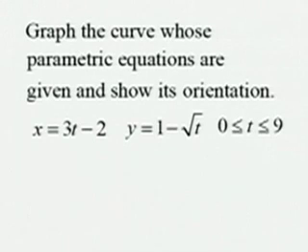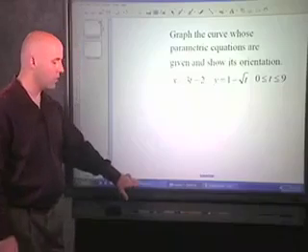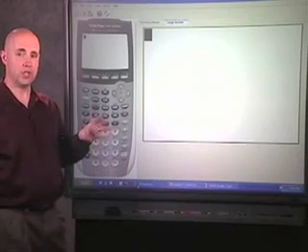We want to graph the curve whose parametric equations are x equal to 3t minus 2 and y equal to 1 minus the square root of t. We're going to do that for t between 0 and 9. If we go to our graphing calculator, the first thing we need to do is change the mode.